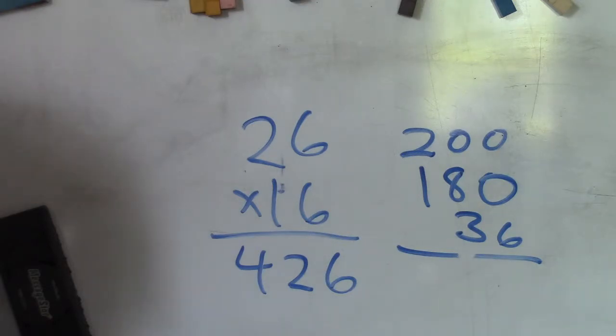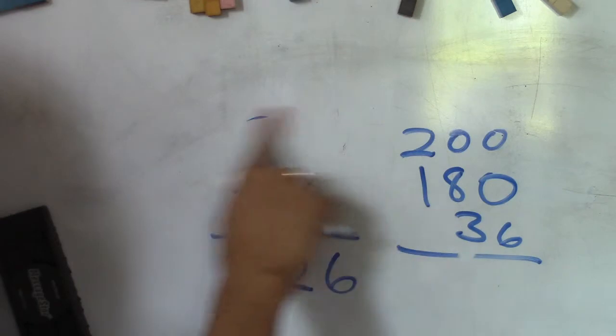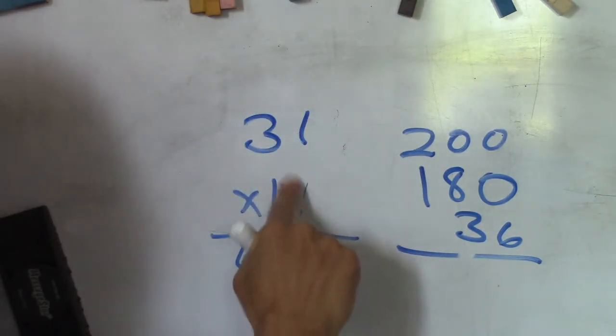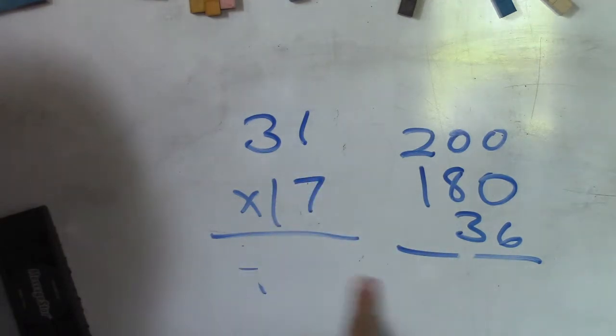Roll it again. 17 and 11. All right. Let's pretend that the 11 is 31 and the 17 is 17. All right. Here we go.